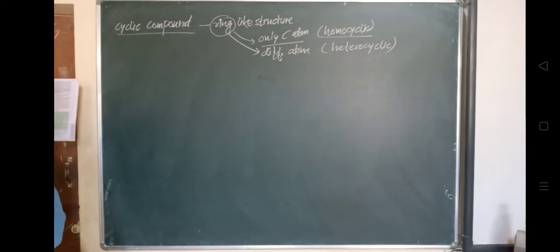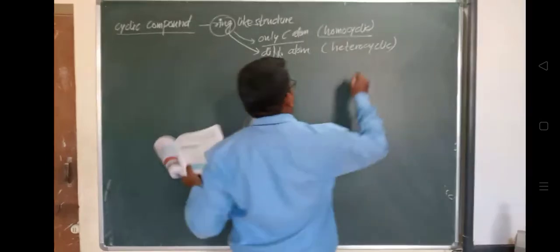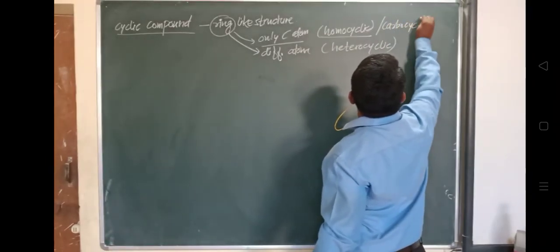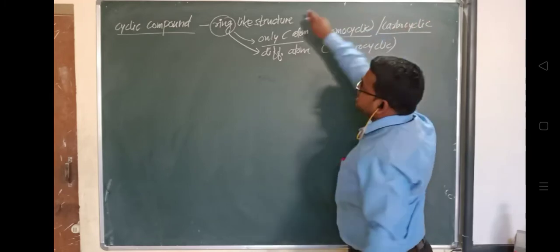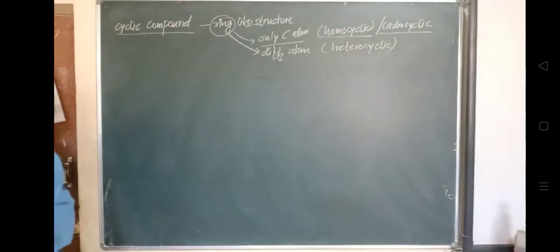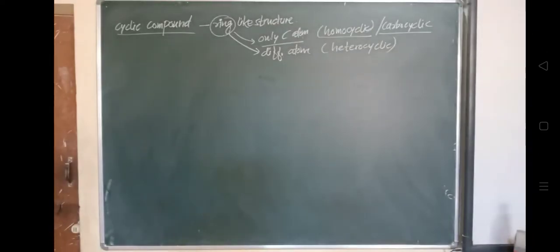So homocyclic is also called carbocyclic. Why is it called carbocyclic? Because only carbon atoms take part in the formation of such a ring. That's why another name for homocyclic is carbocyclic. This you have to remember. Carbocyclic. So this is the classification.